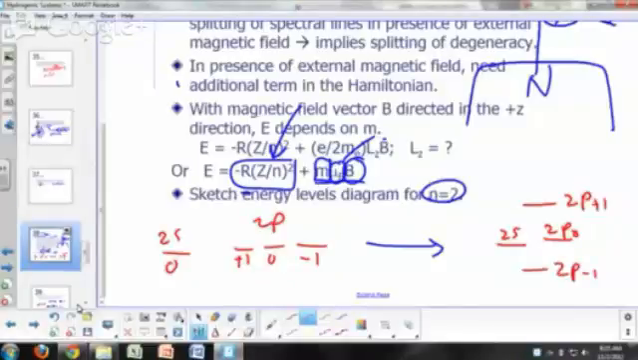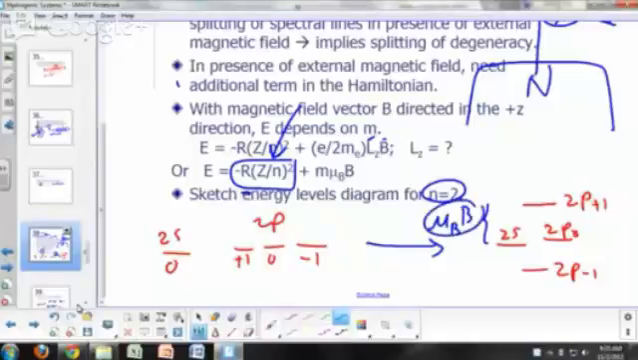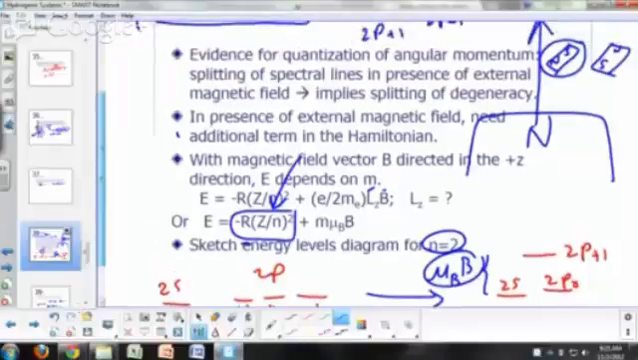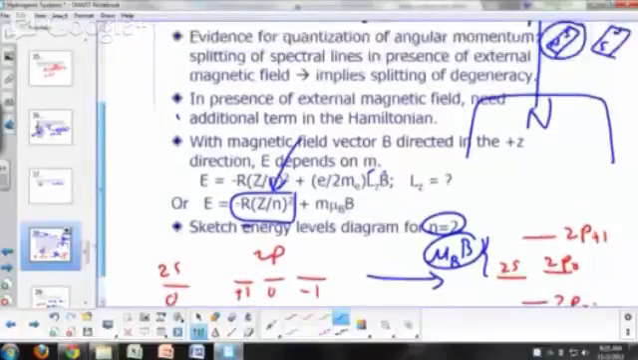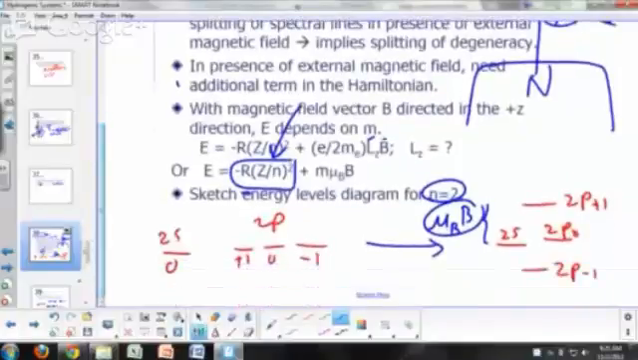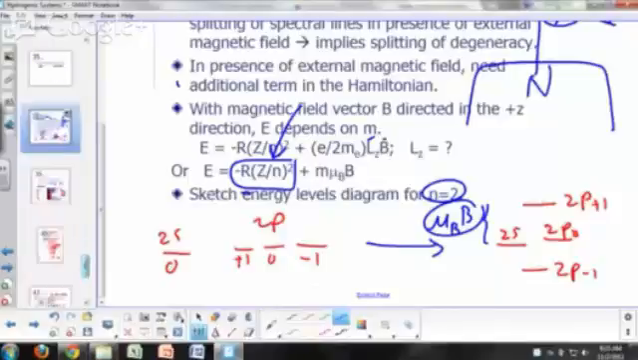And by how much? This difference right here is equal to mu sub B, the Bohr magneton, times the strength of the external magnetic field. So the stronger the external magnetic field, the bigger the splitting of these energy levels. If there's a splitting of the degeneracy, and you have more energy levels, then instead of just one spectral line, you're going to have more than one spectral line. Your spectral line in the presence of a magnetic field will split.